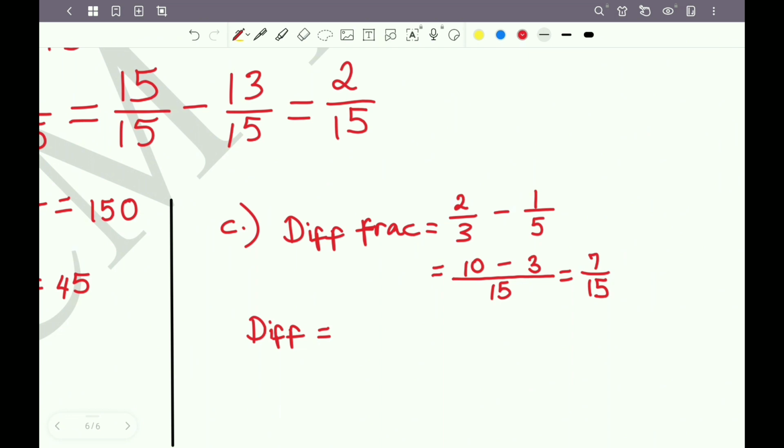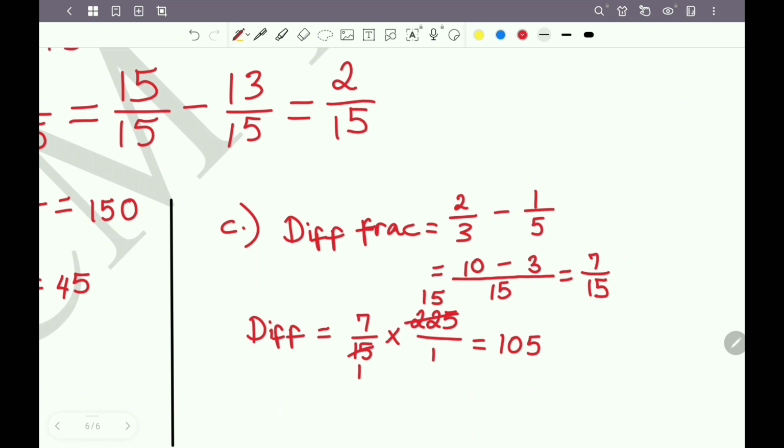And we should get the 105 that we got in the first method, right? It's the same answer that we should get, just a different method that we're using. So let's try and do that. 7/15 by our whole, which is 225. And we can cancel. 15 into 15 is 1. 15 into 225 is 15. And 7 times 15 is 105.